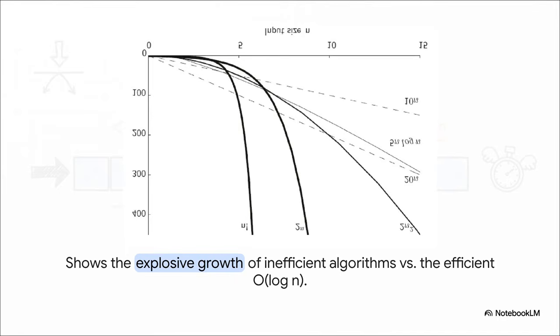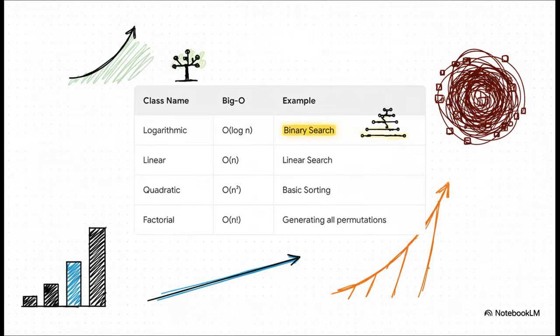And this graph tells you everything you need to know. See those lines that are just shooting up into the sky? Those are the inefficient algorithms. The work they have to do just explodes as you add more stuff. But now look for that line that's almost flat at the bottom, the one labeled O log n. That's binary search. Even when the data gets huge, its workload barely even moves. It's incredible.